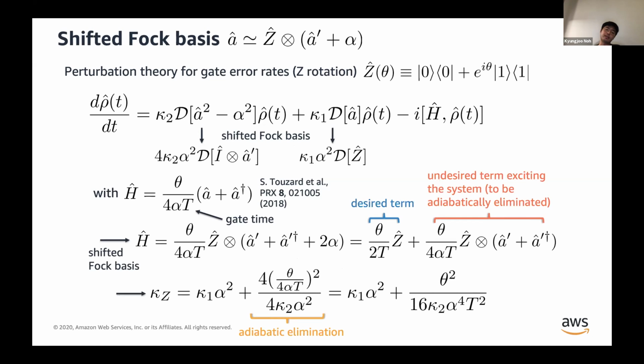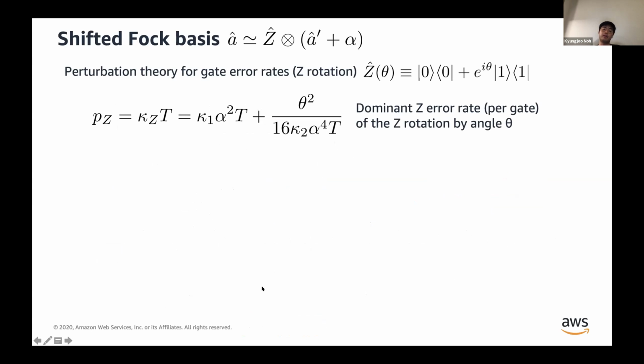And that's not a problem. That excitation is eventually gonna be brought back to the code space by this engineered dissipation. But because there is this driven dissipative process, there is an additional Z error rate on the cat qubit, and by using another layer of adiabatic elimination, we can characterize those error rates, and we can then immediately see that there is this trade-off between doing the gate faster or slower.